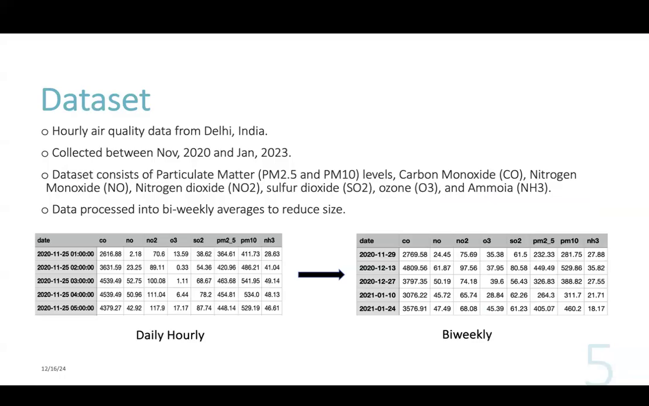So to go over the data set that we used, this was data collected from Delhi, India, between November 2020 and January 2023, so approximately 2 years of data. The data consists of particulate matter, PM 2.5 and PM 10 levels, carbon monoxide, nitrogen dioxide, sulfur dioxide, ozone, and ammonia. We converted this hourly air quality data to bi-weekly averages to reduce the size of the data and make sure the algorithms work best.